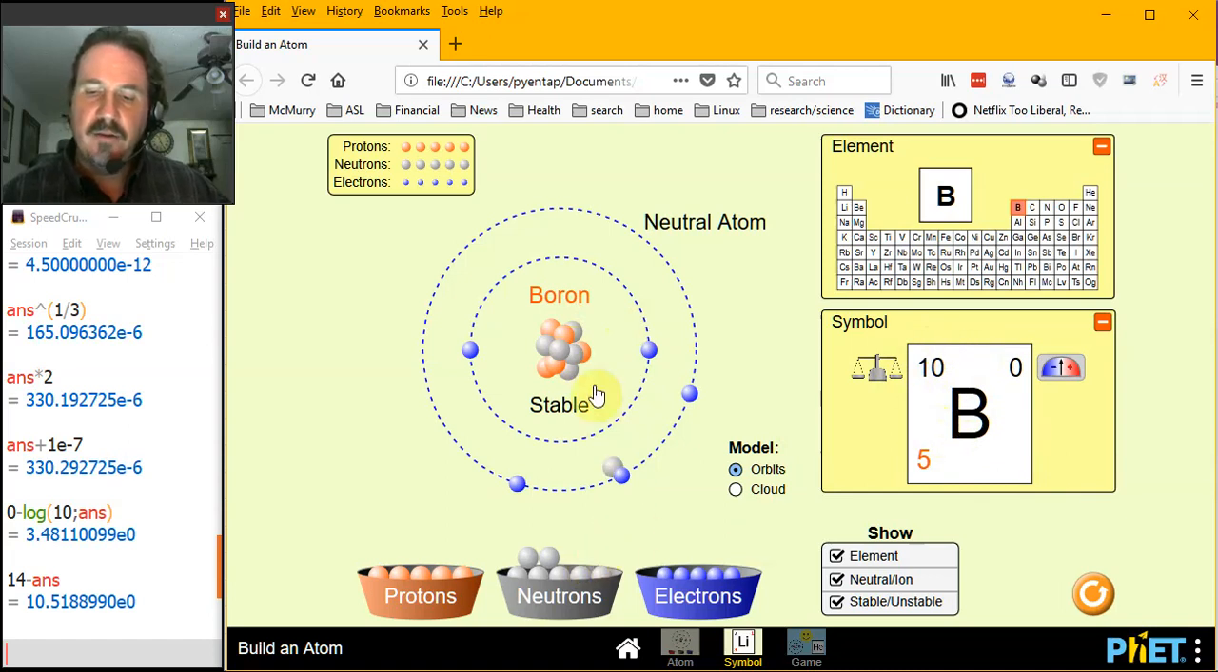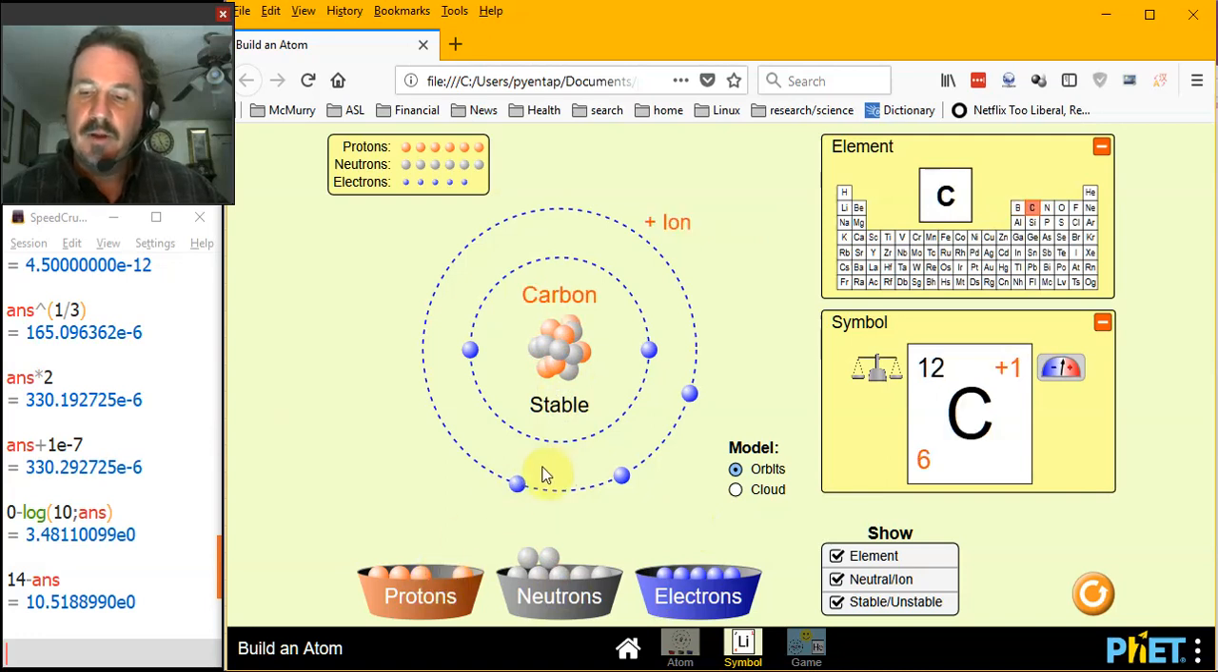Let's try adding another neutron to it. There we go. It's still stable. This would be boron-11, a different isotope. Go up here, boron-12. Too many neutrons. Not stable anymore. All right, so you get the idea.